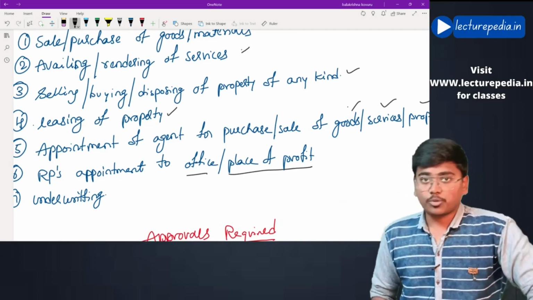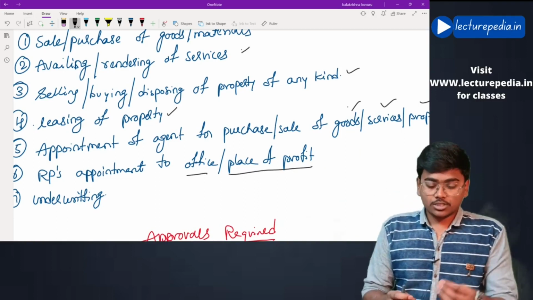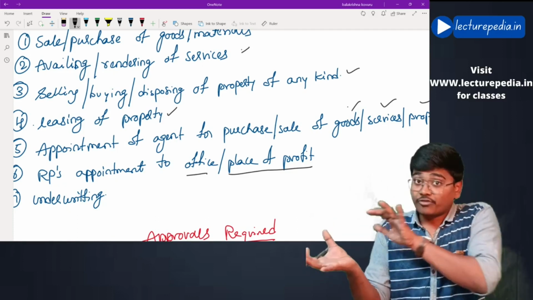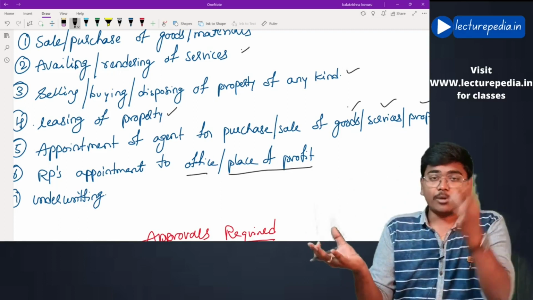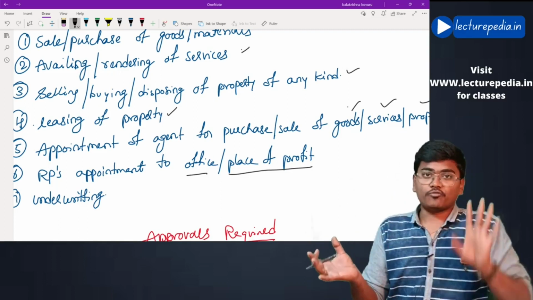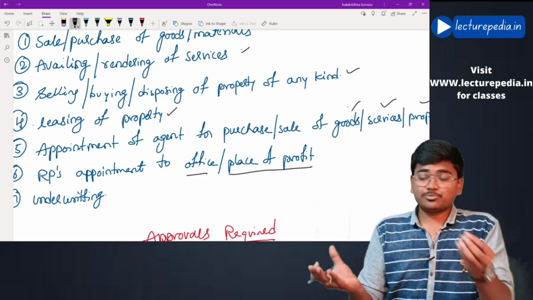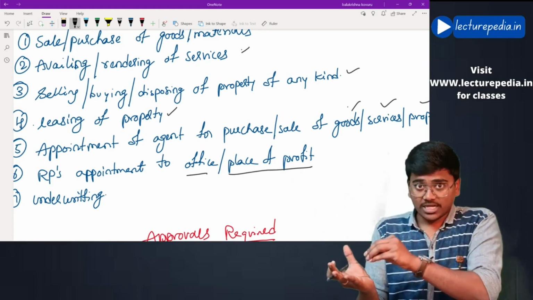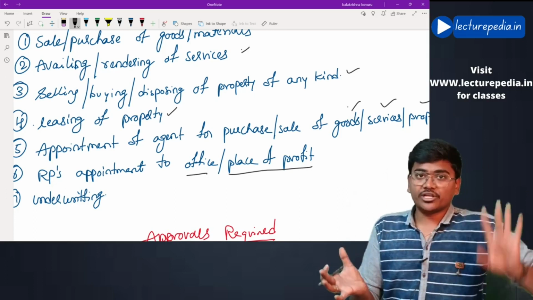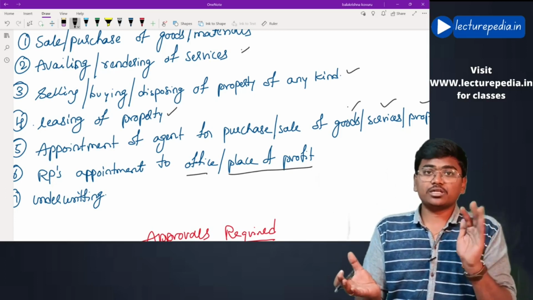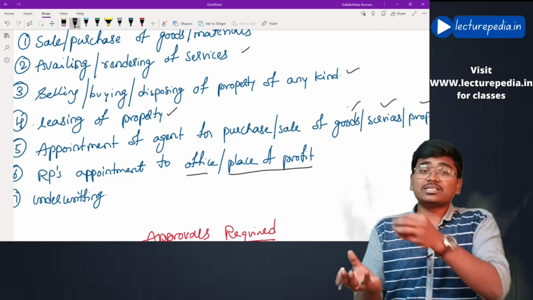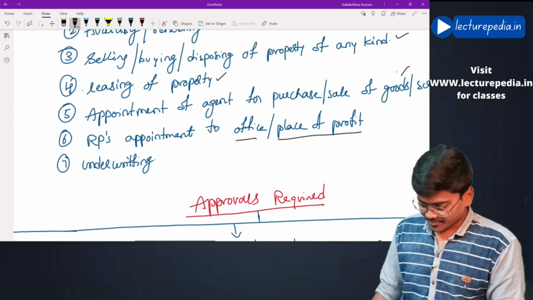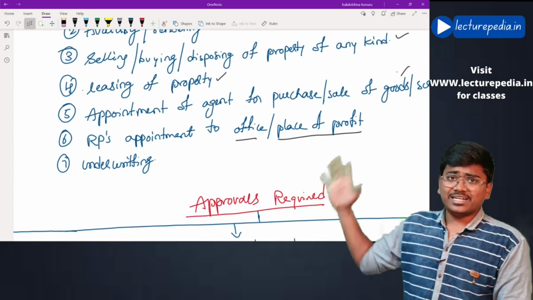Office or place of profit means appointment of related party to a particular position in the company from which he will be earning some amount would be known as place of profit. However, if a person has been appointed to such a place of profit, then he has to earn amount other than remuneration. Okay, other than remuneration, if he receives any amount, then such place would be known as place of profit. Hope that is clear. Next one is entering into underwriting agreement.